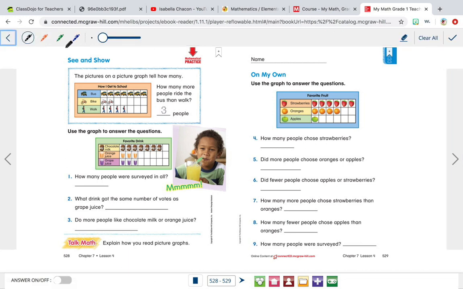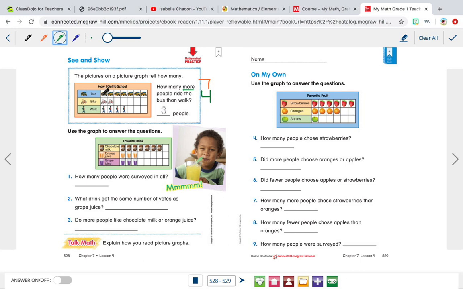All right. The pictures on a picture graph tell how many. So, how many more people ride the bus than walk? How many people ride the bus? Let's count how many people ride the bus first. 1, 2, 3, 4, 5, 6, 7. So, 7 people ride the bus. And how many people walk? 1, 2, 3, 4.